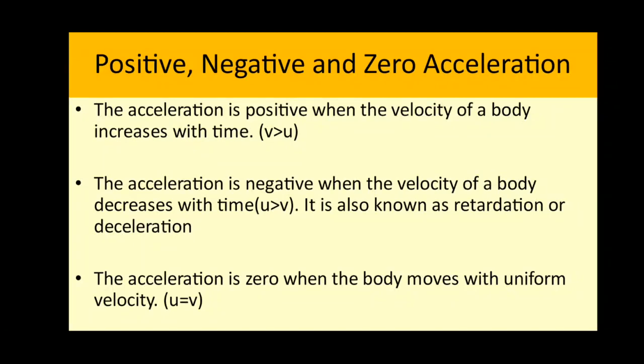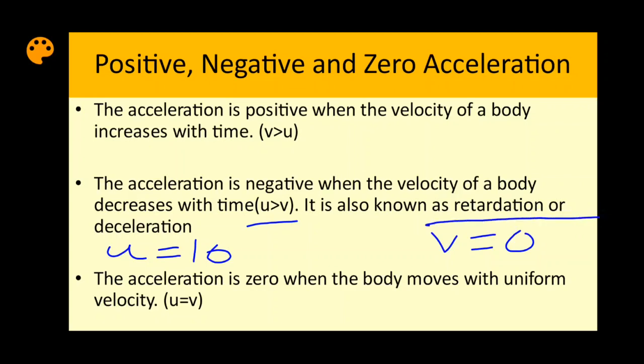Now talking about negative acceleration. The acceleration is negative when the velocity of a body decreases with the time. Decreases with the time meaning its initial velocity is greater than final velocity. For example, suppose the object is moving with velocity 10 meter per second and the driver suddenly applies brakes. So after some time the car stops. So its final velocity will be 0. Initial velocity, that is 10, is greater than final velocity, which is 0. In this case, the acceleration will be negative. Negative acceleration is known by other names, that is retardation or deceleration.